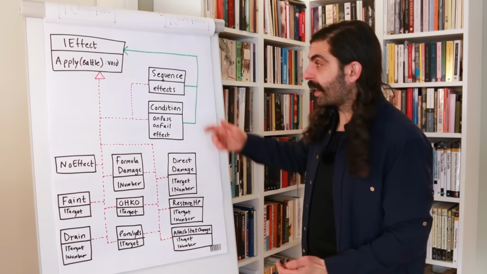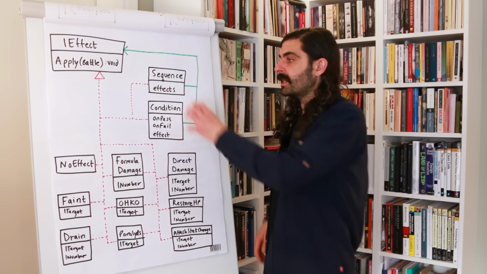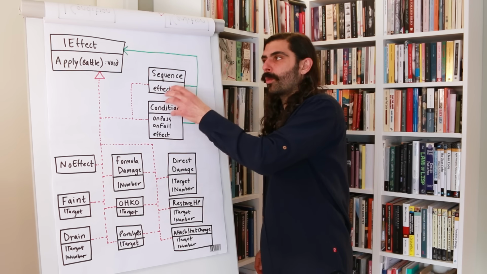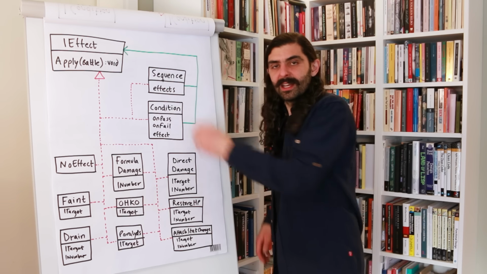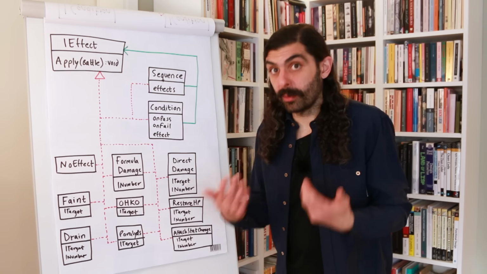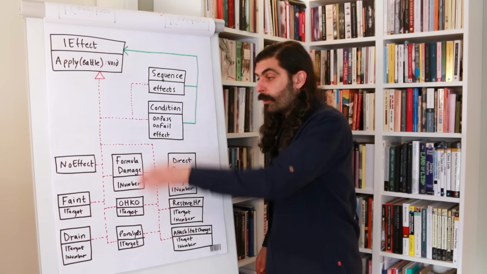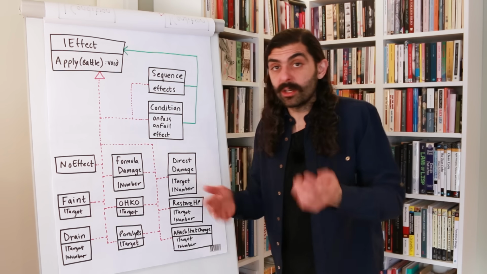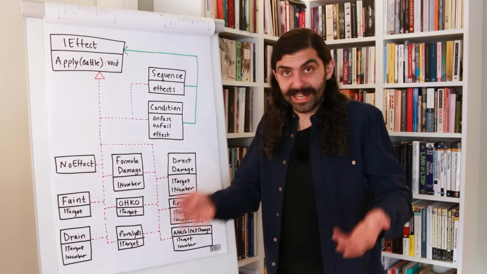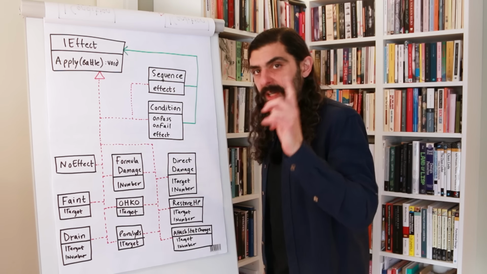Or I say a bunch, but we actually have two. We have sequence and we have condition. And these two are combinators. They are ways of combining effects into effects that do multiple things. But then at the bottom, we have effects that aren't combining multiple effects, but are things that can happen. Okay, let's first look at the two combinators.